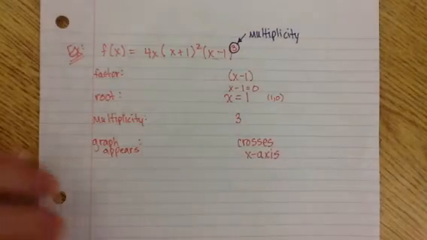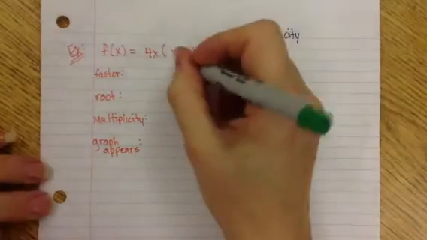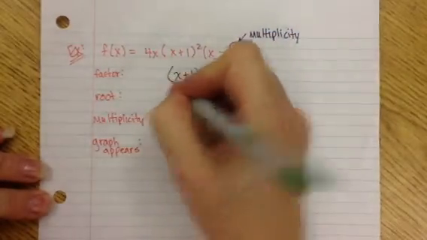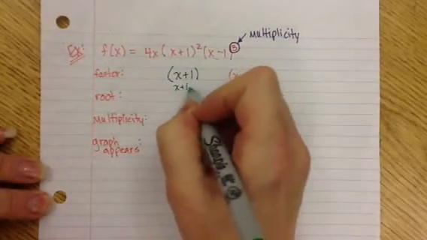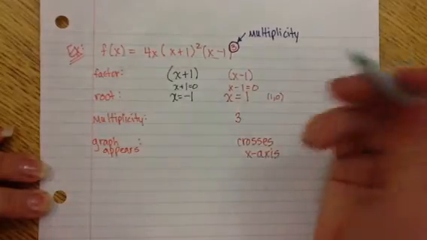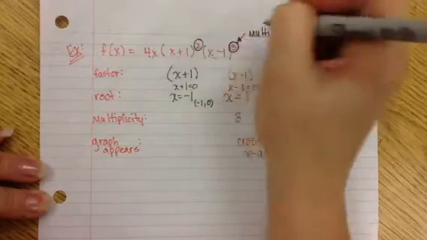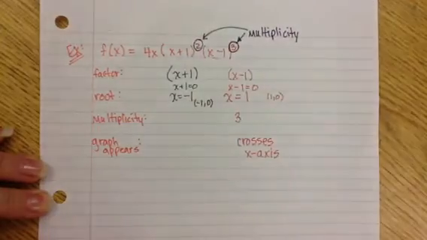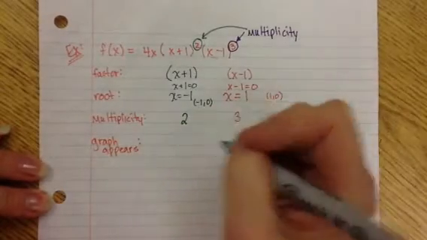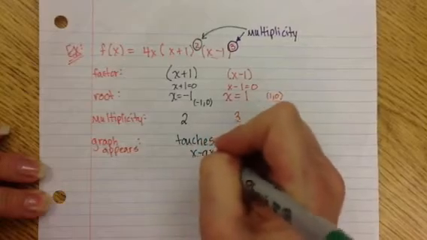Our next factor, as we move from right to left, is x plus 1. So the root that would go along with that, when we set x plus 1 equal to 0, would be x equals negative 1, and the ordered pair for that is (-1, 0). The multiplicity is 2, because that's the exponent on that root, which is an even number, so the graph is going to touch the x-axis at that point.